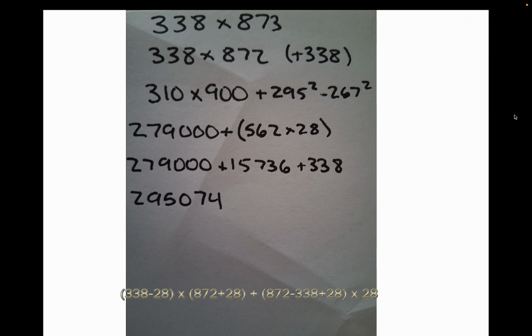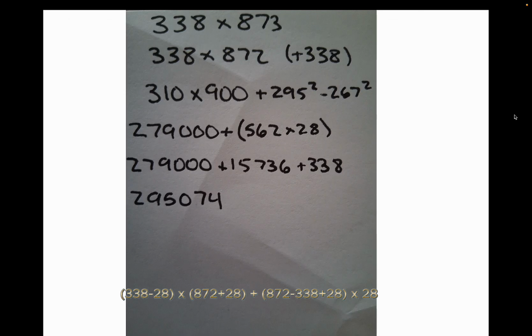So to take an even more complicated example, here I have 338 times 873. Now I'm going to need both of the numbers to either be even or odd, but I can fix that just by changing it to 338 times 872 and then keeping 338 and adding it to the answer of 338 times 872. Now for 338 times 872, I'm going to move up 28 for 872 and down 28 for 338 and come up with 310 times 900. This is the a little bit difficult part here.